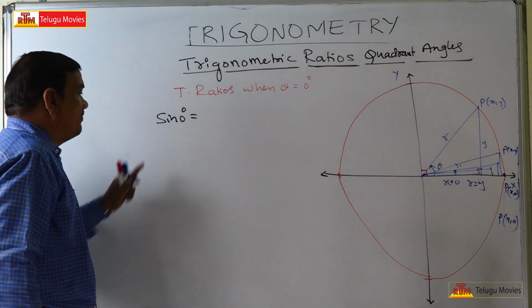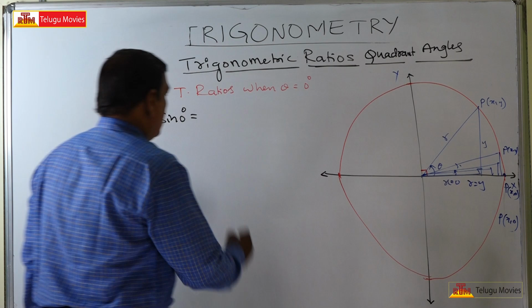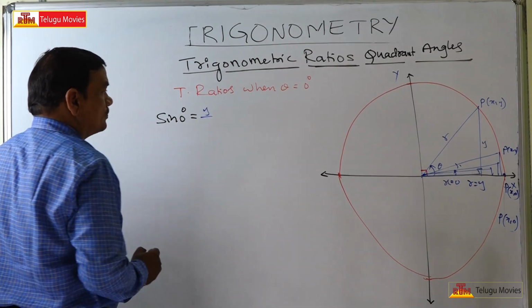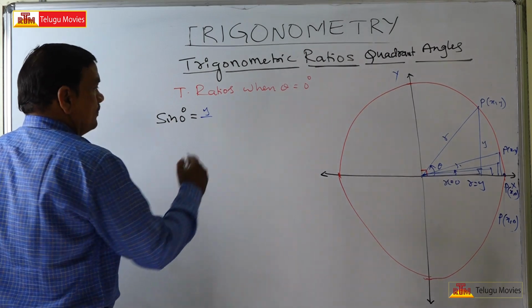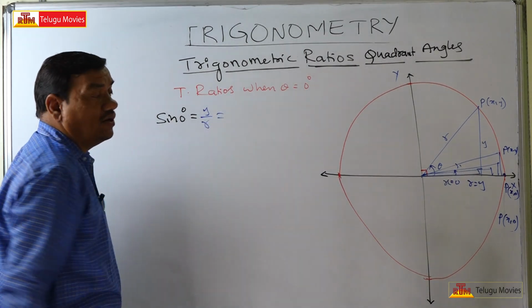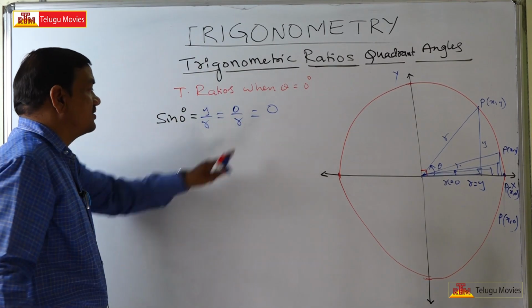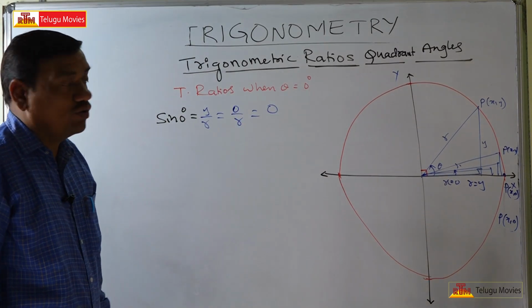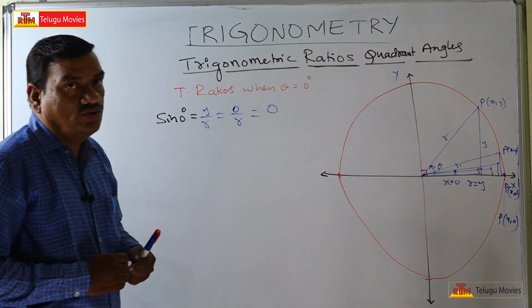Now, according to the definition, sine 0 means what? Y coordinate upon r, that is y by r. Sine 0 degrees means y by r. So what is the y value? 0. So 0 by r. Why? Because r is not equal to 0, r is a finite value. Therefore, 0 by r is equal to 0.